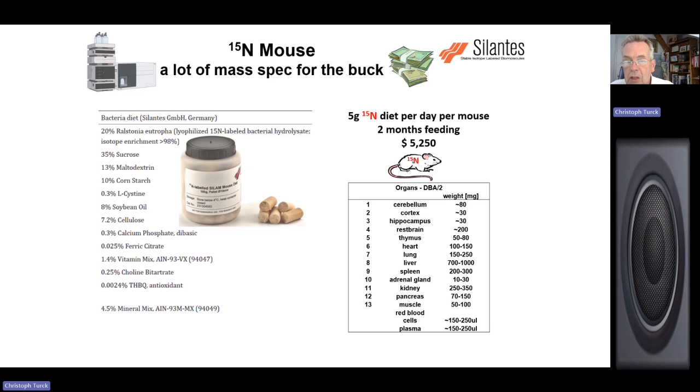And that's why I'm saying, for this 15N, you get a lot of mass spectrometry for the buck. It's expensive, sure, 5,000. But you can do lots of experiments. I would argue it probably lasts you a lifetime once you have a good collection of these labeled tissues. You probably only have to do this once.